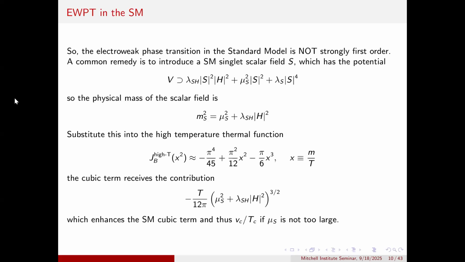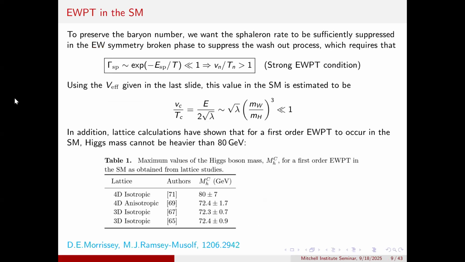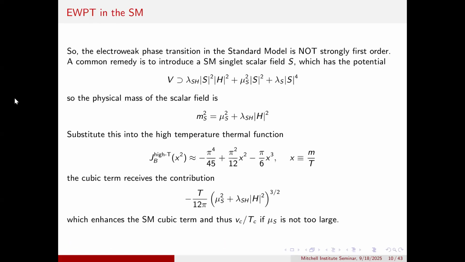And we can substitute this into the high temperature thermal function in the effective potential, and then we get a term like this. So we can see that this term adds to the cubic term of the Higgs at tree level, because it's proportional to lambda_SH, and lambda_SH is a tree level coefficient. So in this way, we can enhance the standard model cubic term, and we know vC over TC is proportional to E. So this would enhance the phase transition strength in the standard model, if there is one.